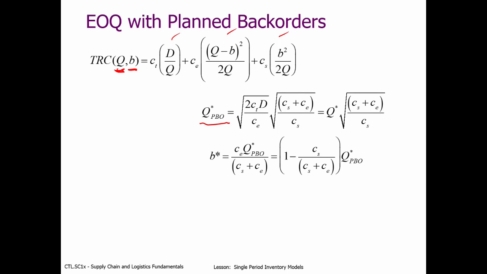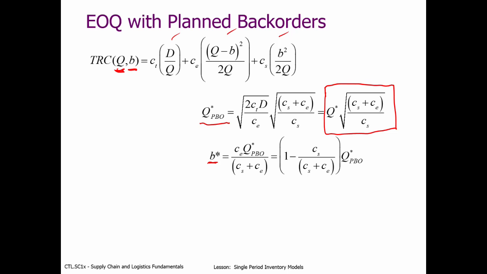That's the optimal quantity we're going to order, and I subscript it with PBO so we know it's for planned back orders. And then we'll also be able to determine the B star, the optimal amount we're willing to stock out. So the form of the Q star PBO is right here. I'm boxing it. Why is that important? Well, we're going to see that this ratio of CS over CE plus CS is going to be very important. It plays a big role going forward.